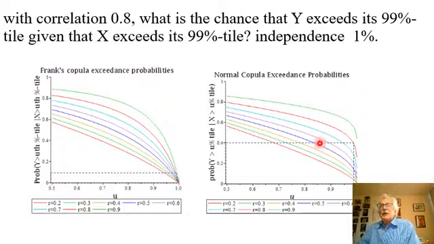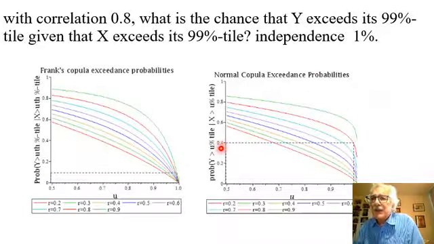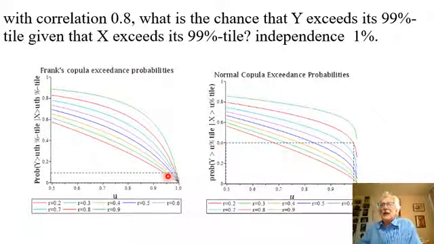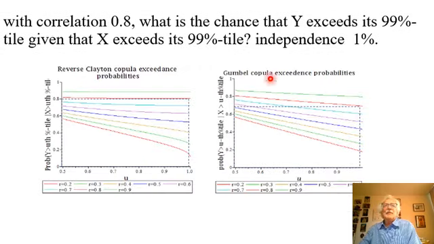For the normal copula, you see a different picture. This is, if I can move myself here, but you get the idea. For the 99th percentile, with correlation 0.8, if y exceeds its 99th percentile, the probability that x will exceed its 99th percentile is 0.4. That's higher, but it's also going to crash down to 0 really quickly as you get higher and higher values. Let's compare that with the Clayton copula and the Gumbel copula.